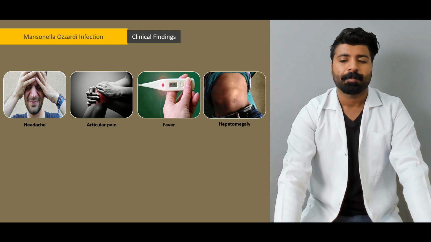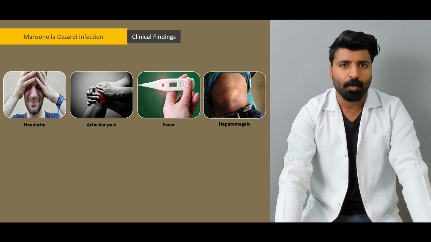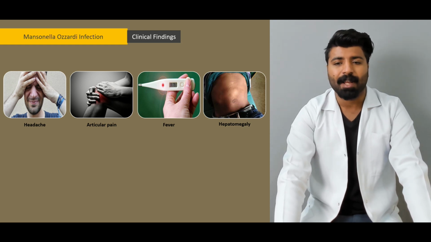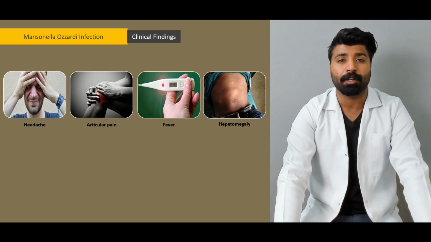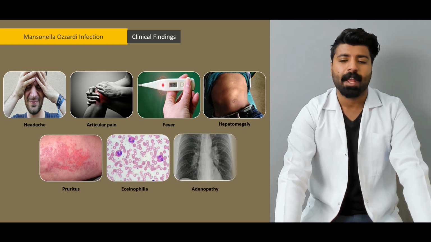Fever will be there. Hepatomegaly will be there. We talked about there's no hepatomegaly in that case, right? In some cases, hepatosplenomegaly is there, but hepatomegaly is a particular clinical finding for Mansonella ozzardi infection. Next one, you'll have pruritus, you'll have eosinophilia, and you'll have adenopathies.